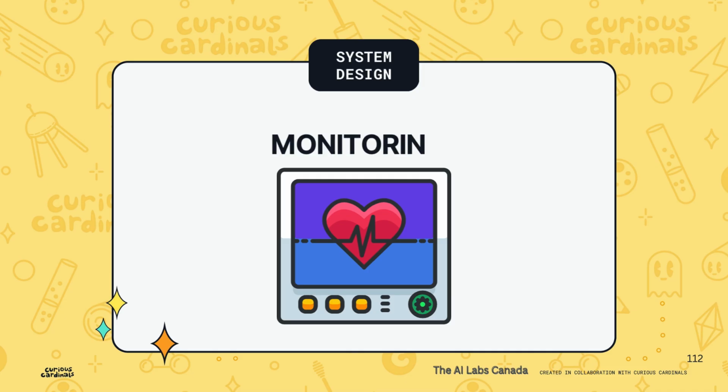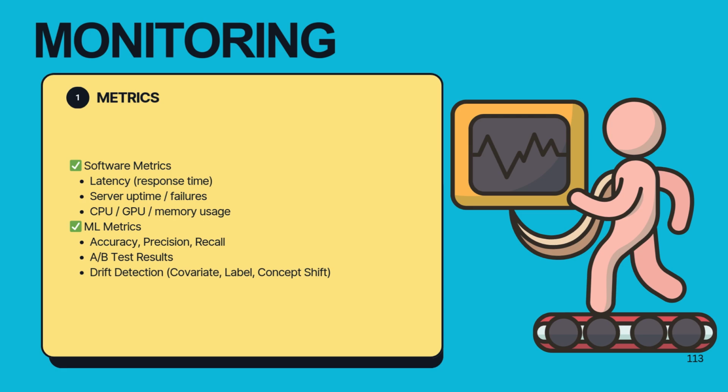For monitoring, there are different kinds of metrics you need to monitor. Software metrics like latency, server time, CPU, GPU usage. So these could be measured based on your instance performance, or based on your machine that you're using for inferencing. AWS automatically supports this. ML metrics, so you need to have accuracy, precision, recall, or some ways to monitor these ML metrics. A/B test results you need to monitor, and then drift detection. So it could be covariate, label, concept shift. So you can talk about how you measure the drifts. It could be data drift or model drift.